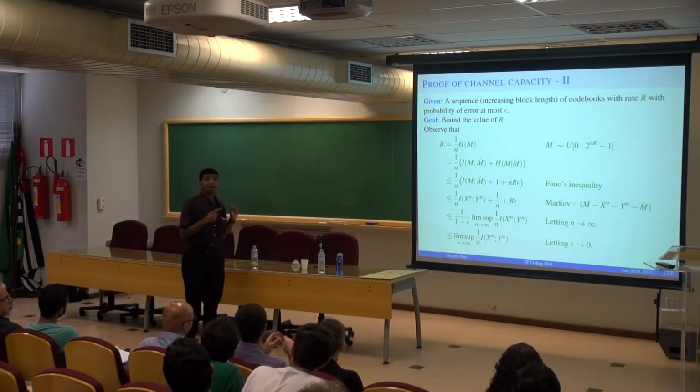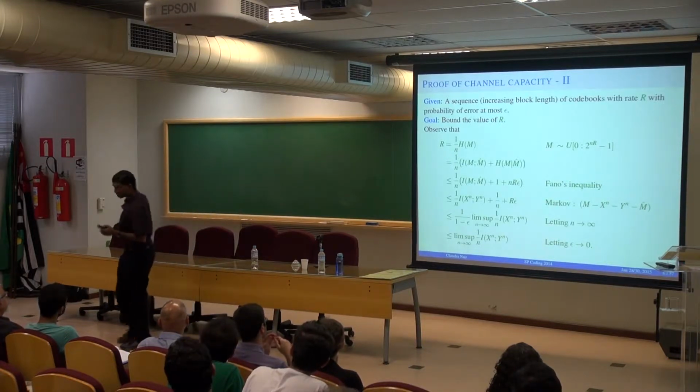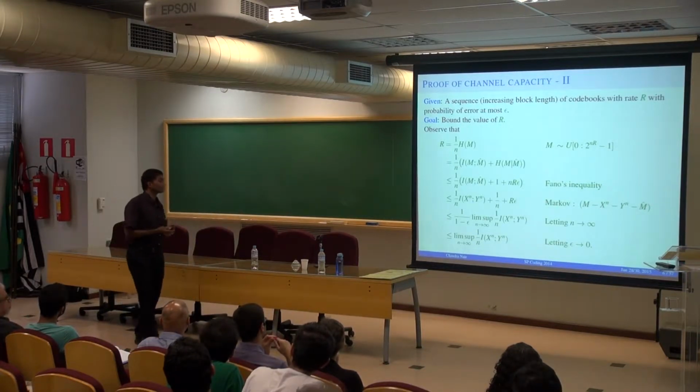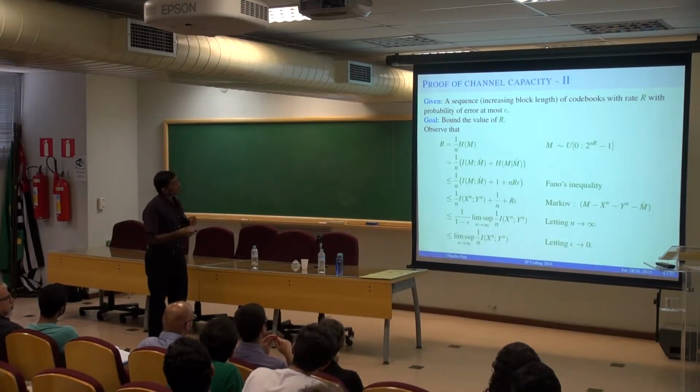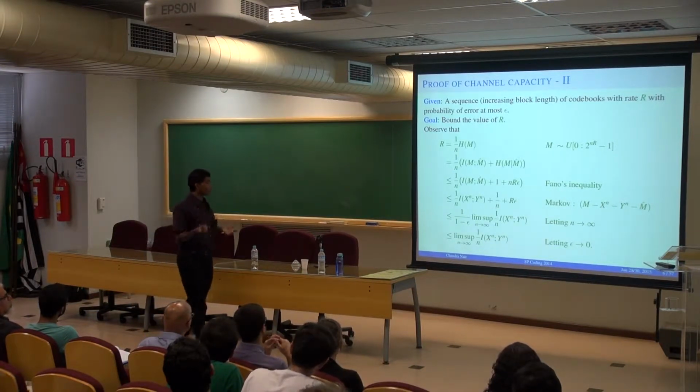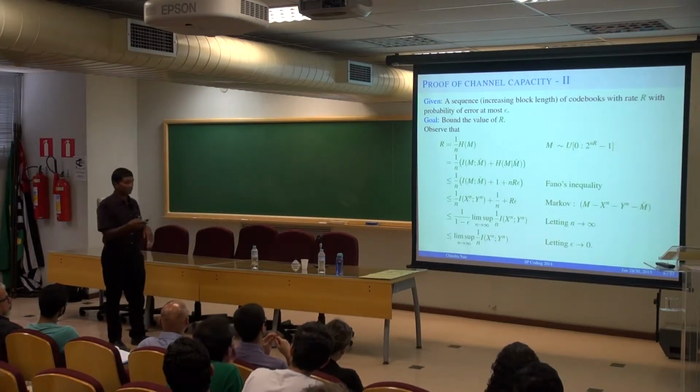I hope everybody knows what is meant by lim sup. Lim sup means that as n becomes large, what is the largest value it takes. Sequences may not have limits, they may not have supremums, but lim sup always exists because it's a decreasing sequence of supremums.